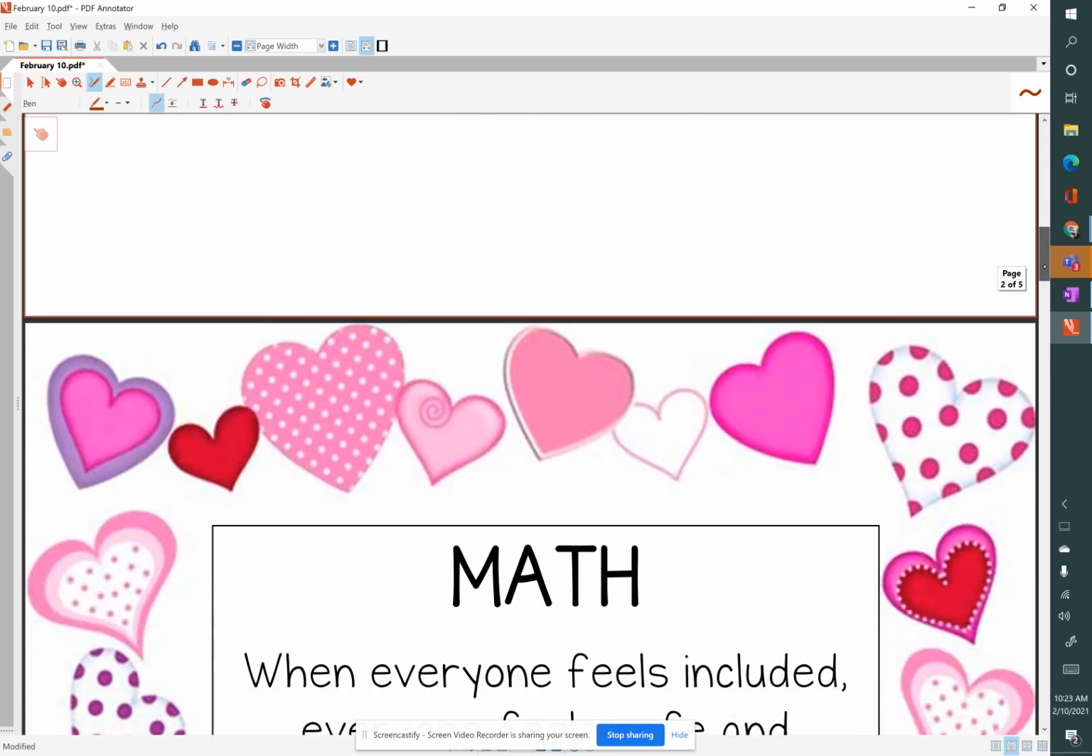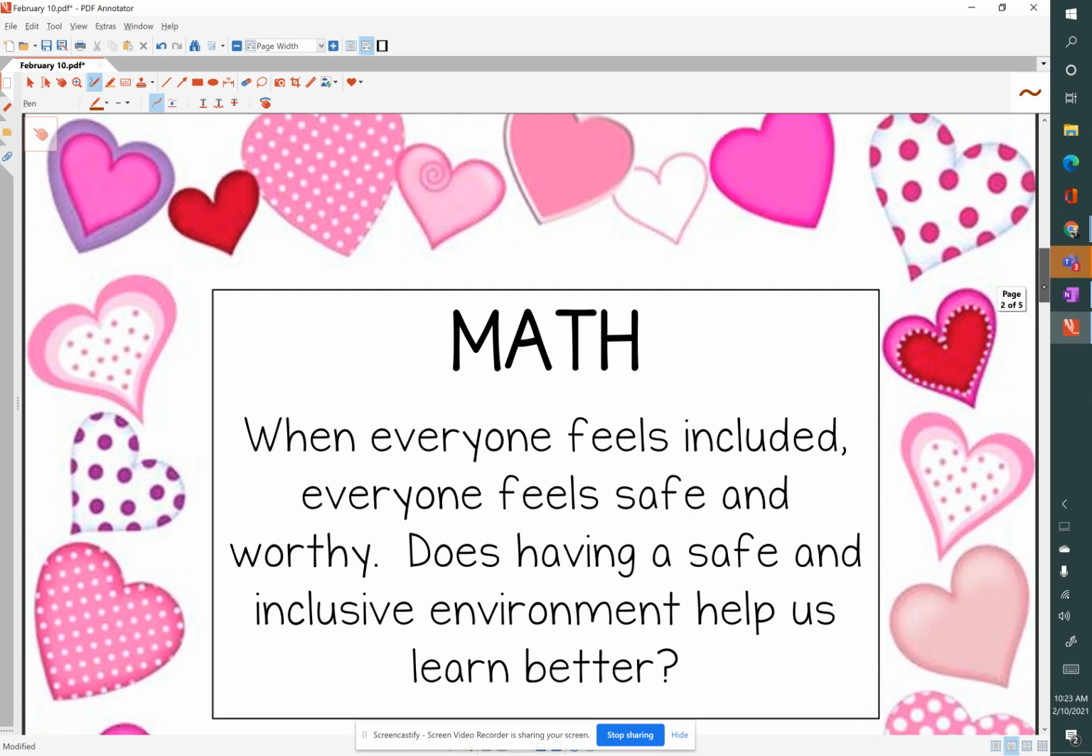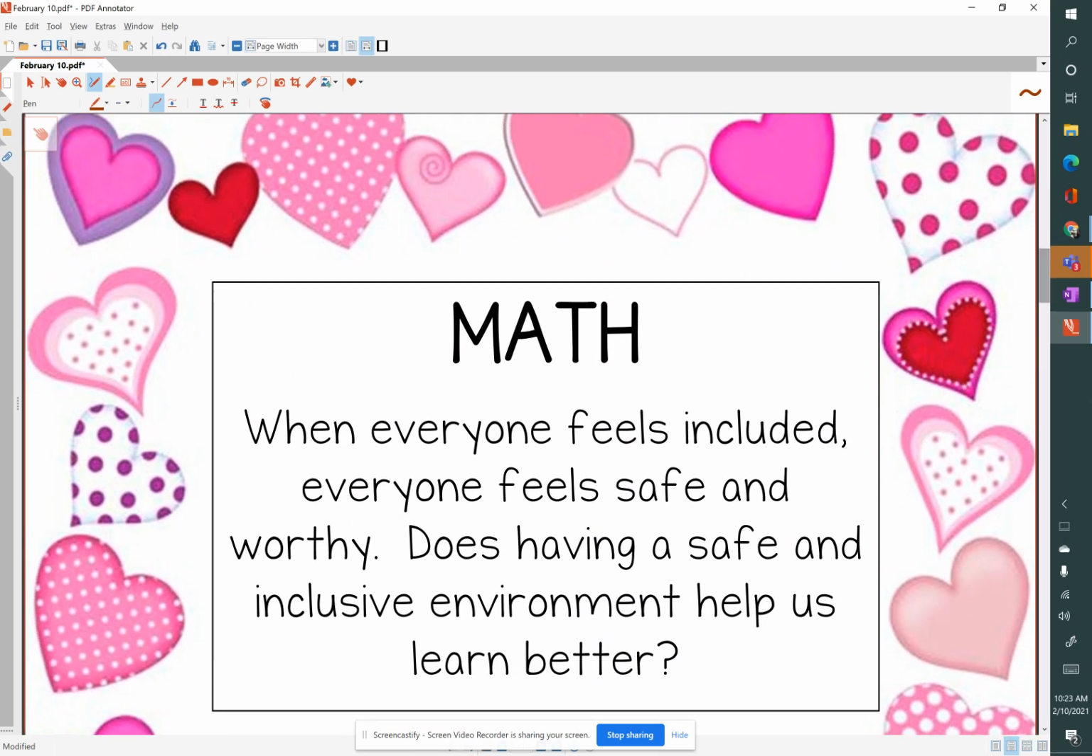Get that done. So for our do now question today, we have: when everyone feels included, everyone feels safe and worthy. Does having a safe and inclusive environment help us learn better? Do you think that you can learn better when you're feeling not stressed about being part of a group? When you feel like others include you, when you feel like you're a worthy member of the group, does that help you to learn better?